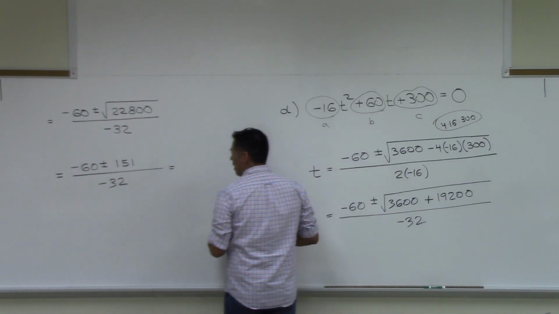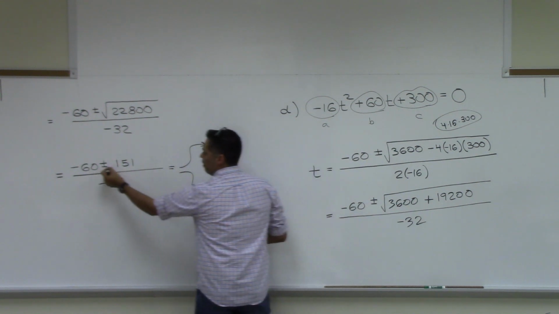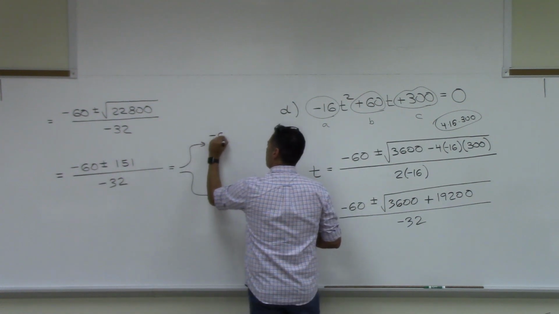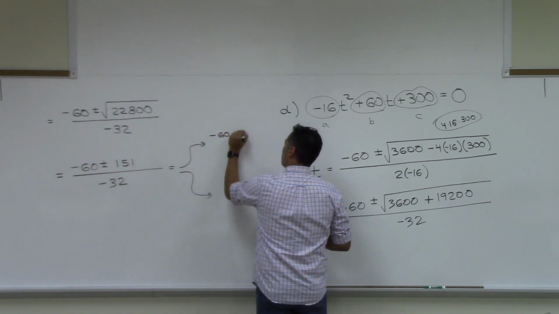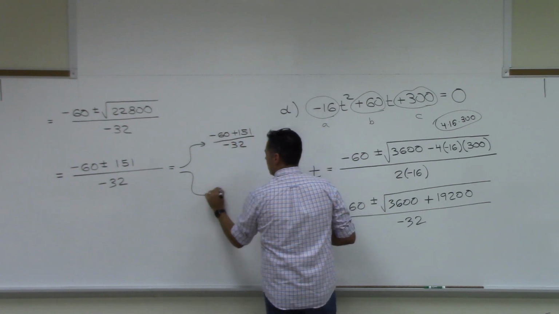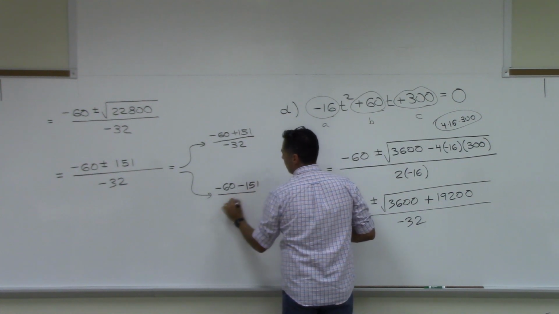Equals. Now what I do is I look at the 2 different scenarios, right? Because there's a plus and minus here. 2 different answers. First one is when you take negative 60, you add the 151 and then divide by negative 32. The other answer you get when you do negative 60 and subtract the 151 and then divide by negative 32.